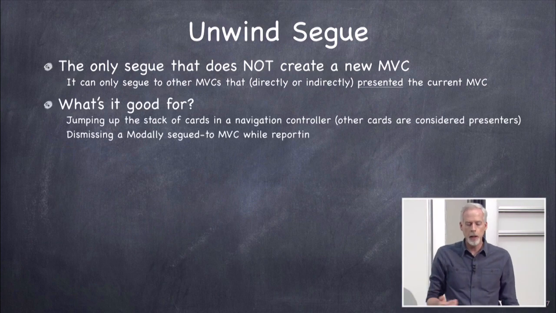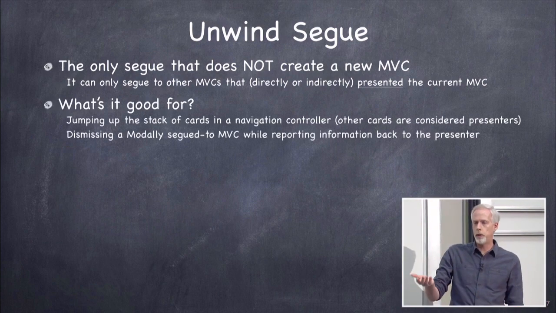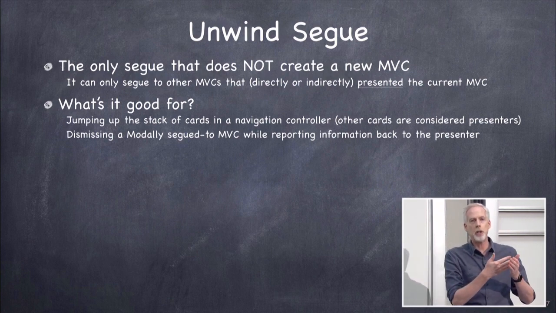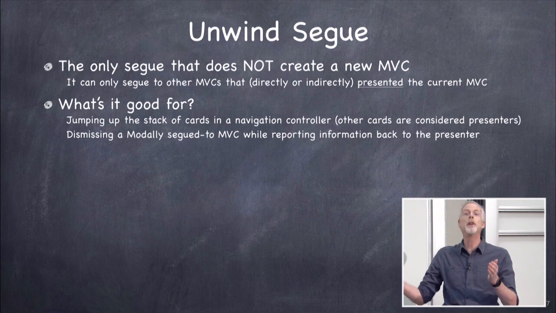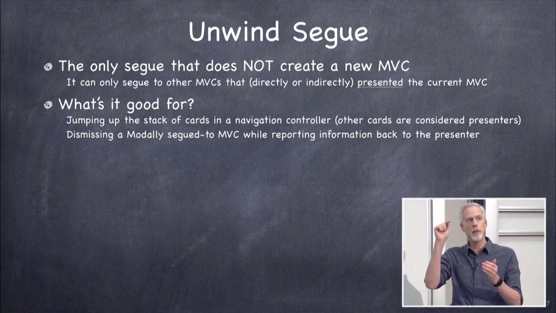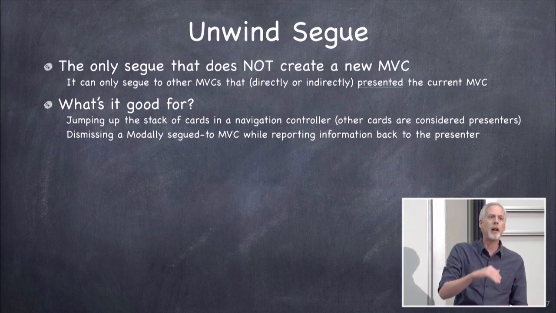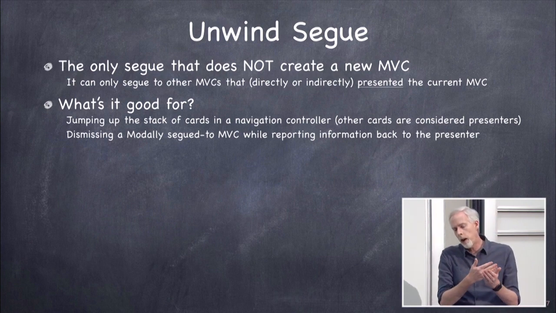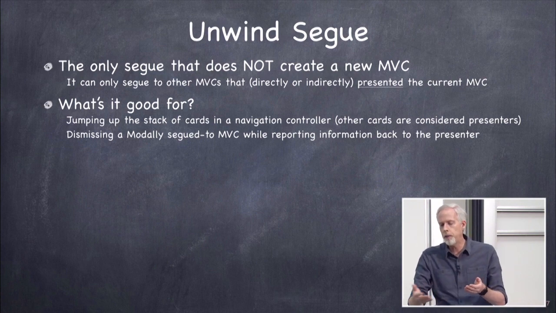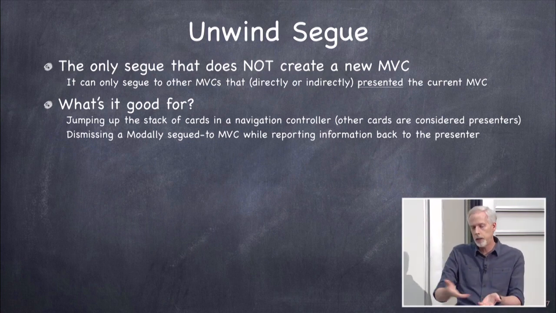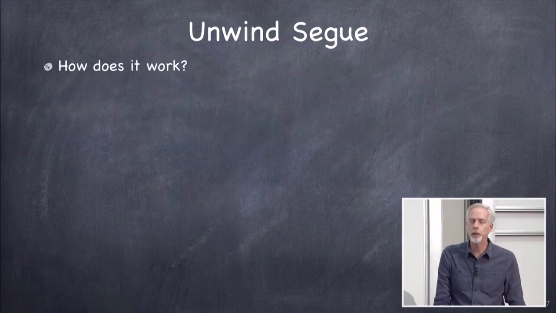Now, what's it good for, this unwind? It's good for communicating back from a modal. It's also good if you have a navigation controller with a whole bunch of things on the stack and you want to jump back more than one. You want to do more than just one back button's worth. You want to jump back 3 levels. You can unwind back up your stack because when you have a navigation controller, all the MVCs higher on the stack are considered to have presented you by pushing you on the stack, which they did. They segued to you with a show or whatever. So that's what unwind is mostly good for.